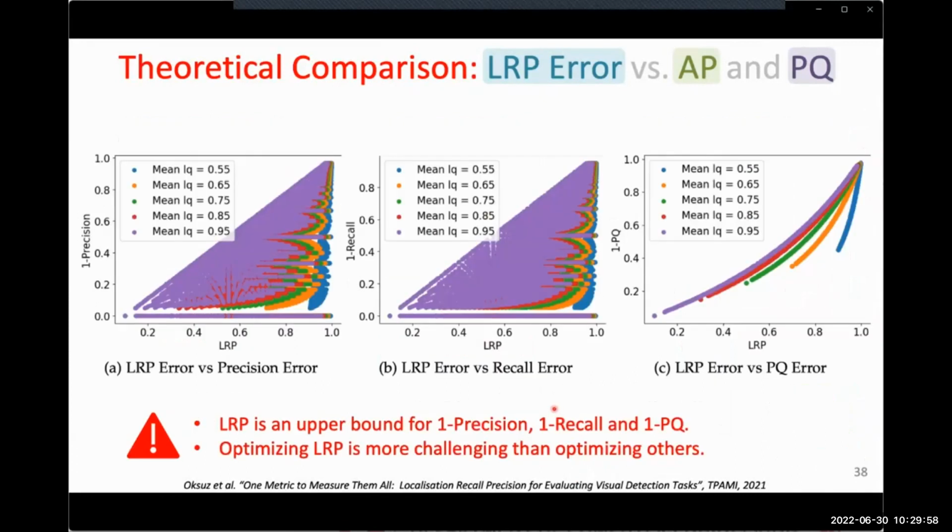If you plot LRP error with respect to 1 minus precision, 1 minus recall, and 1 minus PQ, that means PQ error, we see that LRP is always higher than these values for different LQ values. Therefore, LRP can be considered as an upper bound for 1 minus precision, 1 minus recall, and 1 minus PQ. And in turn, this means that optimizing LRP is actually a more challenging problem than optimizing the other measures.